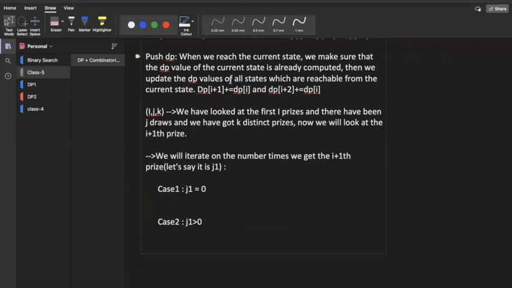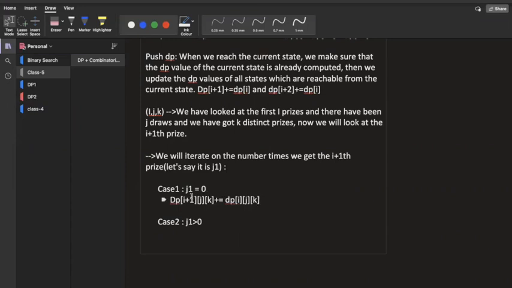This is a really simple case. If we don't pick any price of the I plus 1th type, the state will be dp of I plus 1, and the number of draws is going to remain j because we didn't pick any price of type I plus 1, and the number of distinct prices is also going to remain k. So dp of I plus 1, j, k plus equals dp of i, j, k. This is a simple transition.